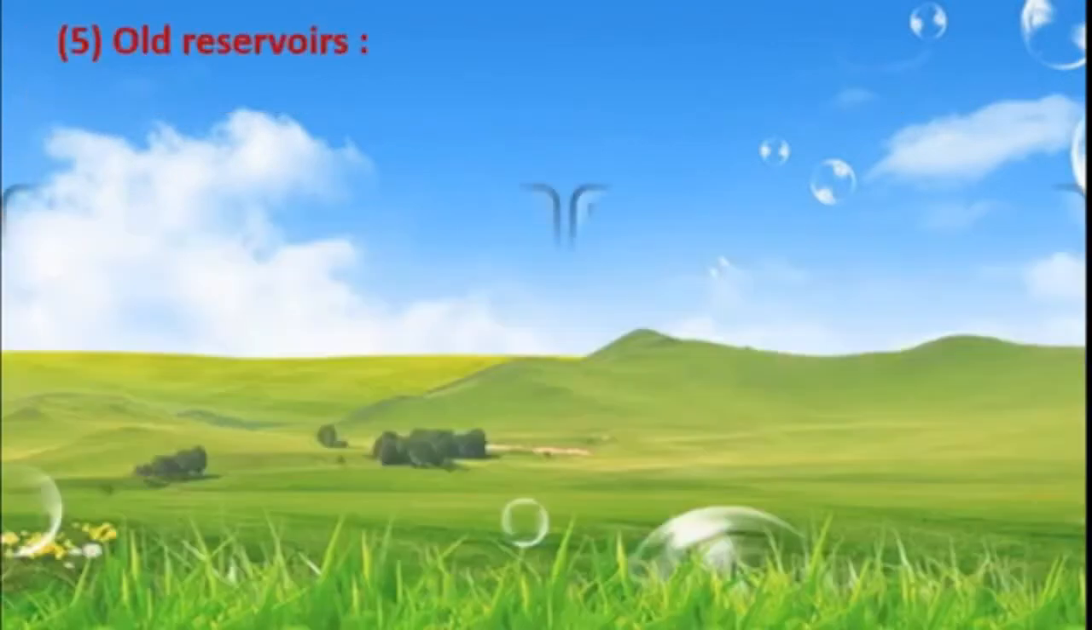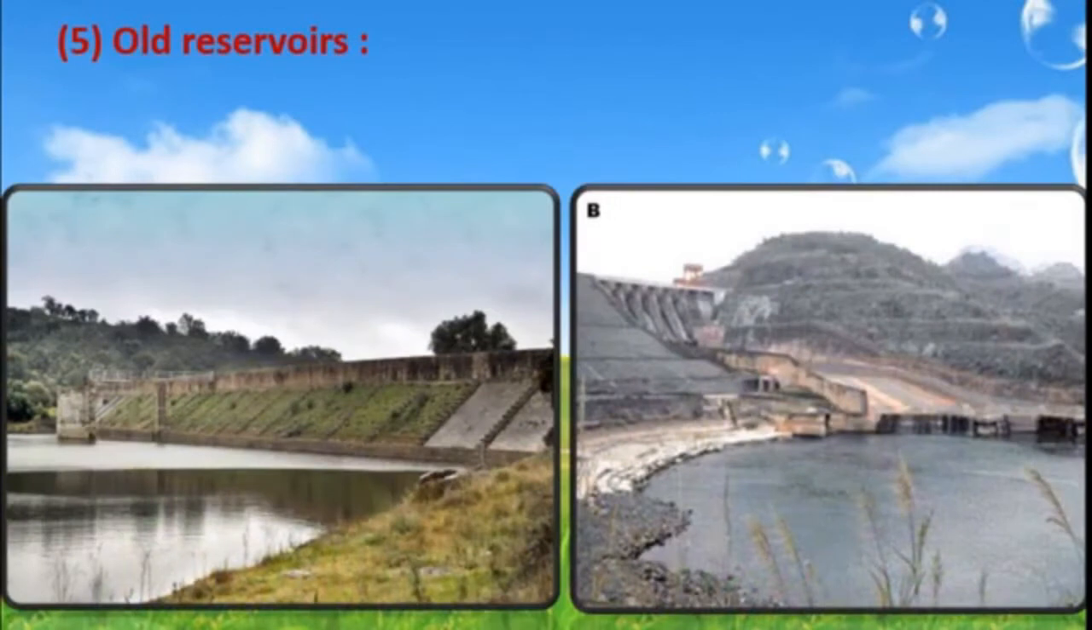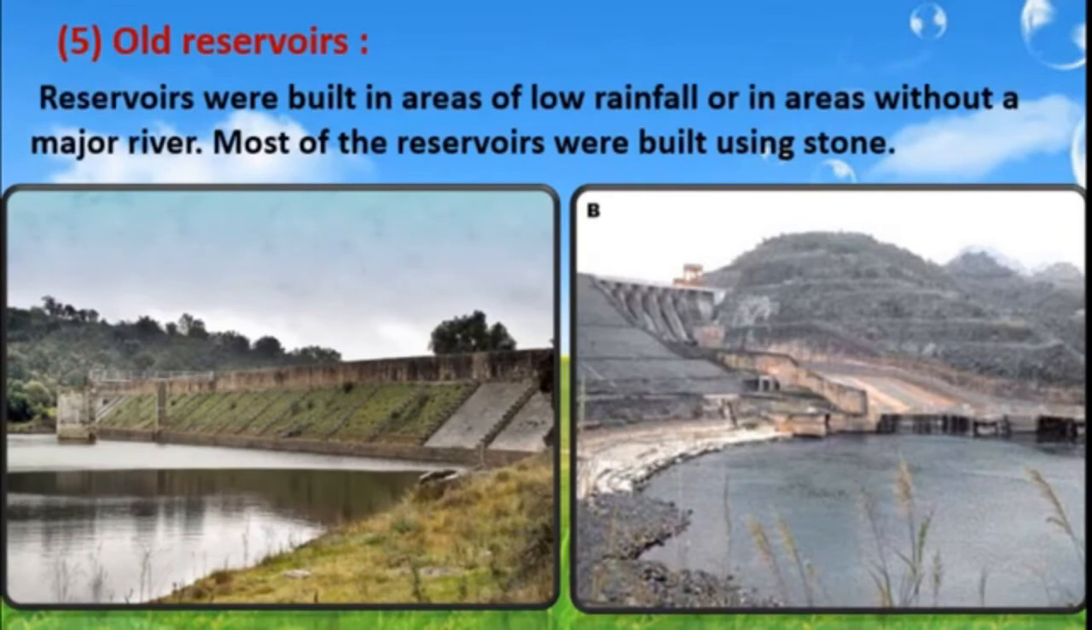Next thing is reservoirs. Old reservoirs. Here reservoirs were built in areas of low rainfall or in areas without a major river. Most of the reservoirs were built using stone.